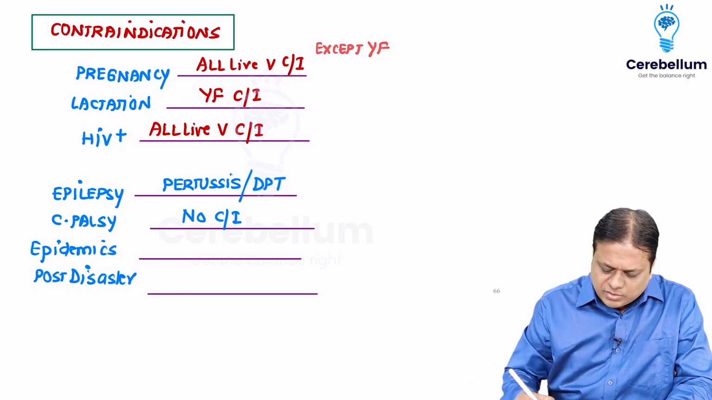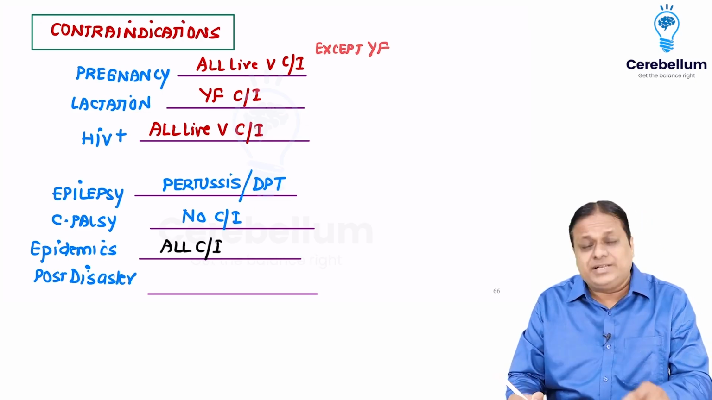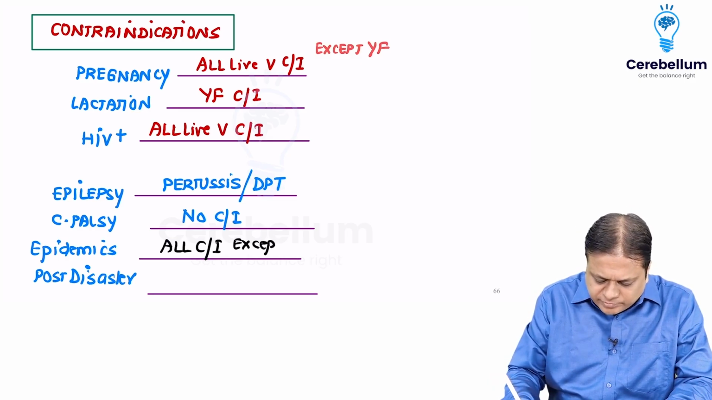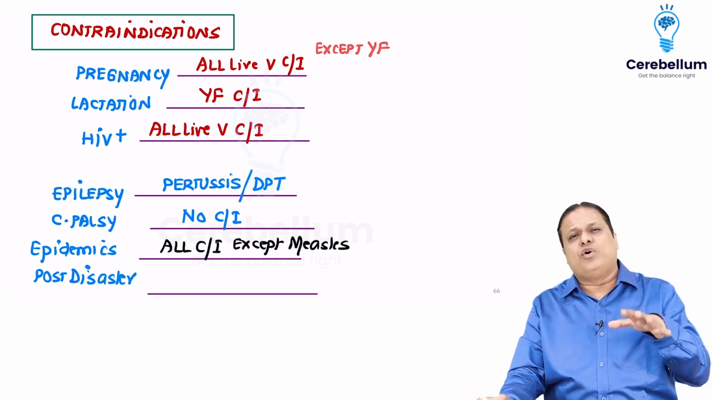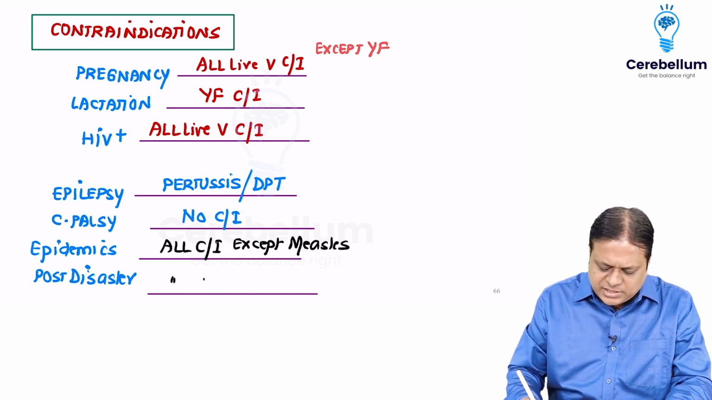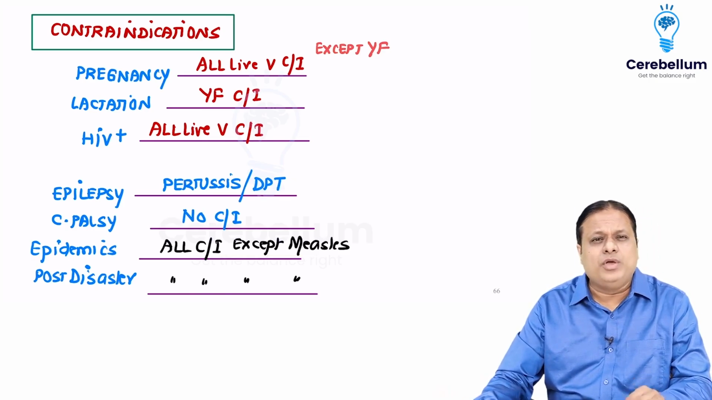Epidemics, all vaccines are contraindicated because they take time for immunity to form, except measles. Because measles vaccine forms protection faster than the natural incubation period. Same reason, same answer for post-disaster situation also. Beyond contraindications, we look at AEFI, where E is events.